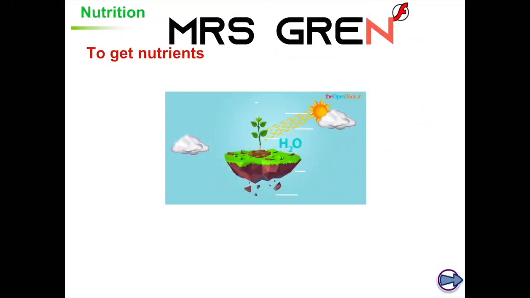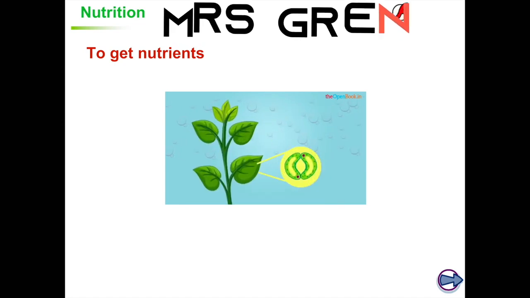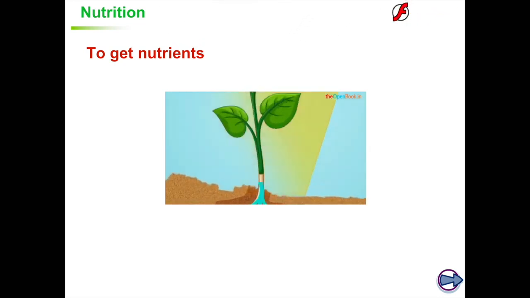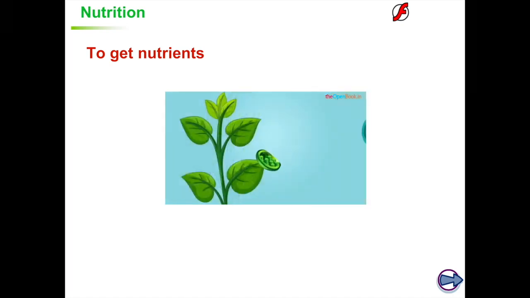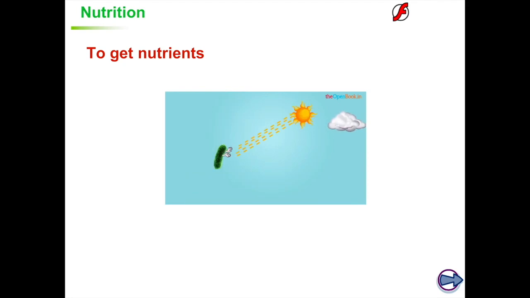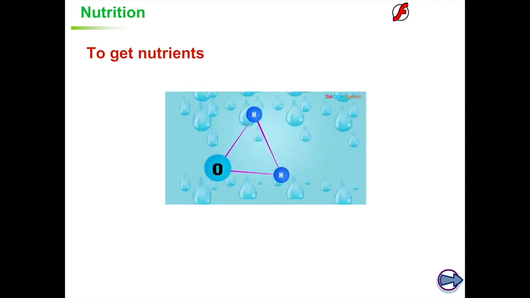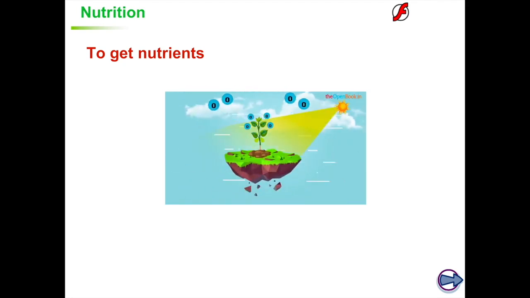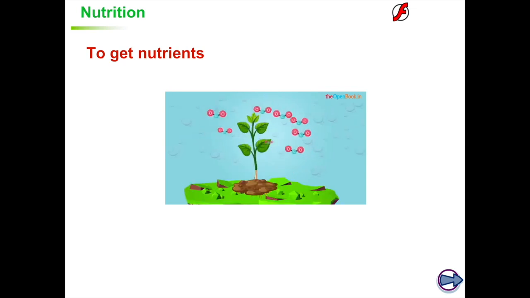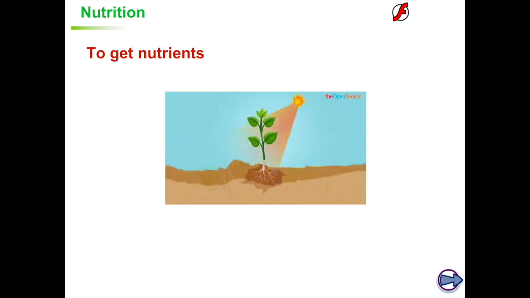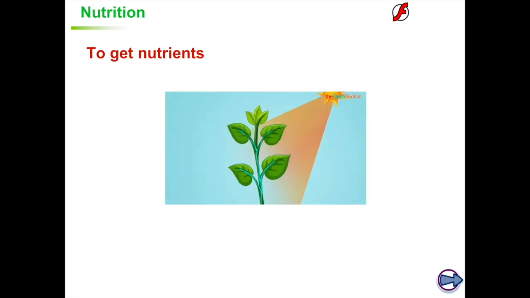Nutrition is the last letter here in Mrs. Gren. Nutrition is the ability to get nutrients. Nutrition in plants is done by a process called photosynthesis. Plants don't need to hunt or anything. They just need light energy and carbon dioxide to make their own food. This is not the case for animals, where animals basically have to eat. So nutrition is another simple definition, just to get nutrients. Photosynthesis is exclusive to plants. However, animals have to hunt to get their nutrients.